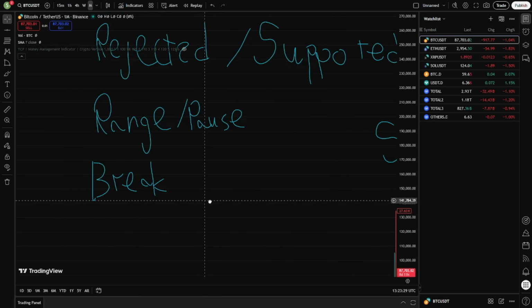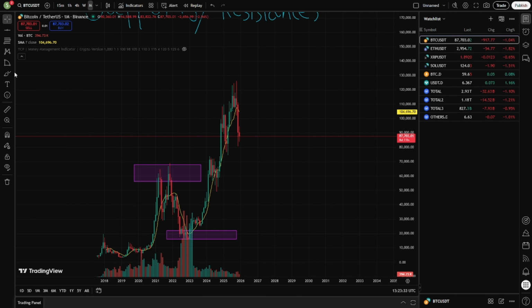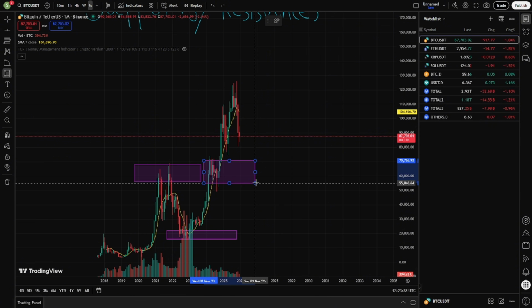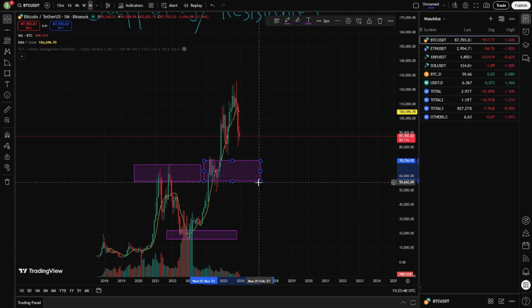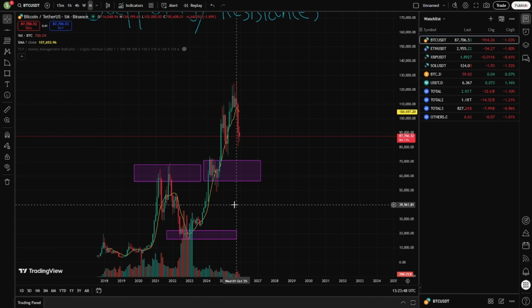The second event that could happen is range or pause. Let me highlight it for you. Here we can see that the price came to this resistance area for the third time, but it ranged and paused for several months and frustrated a lot of traders.